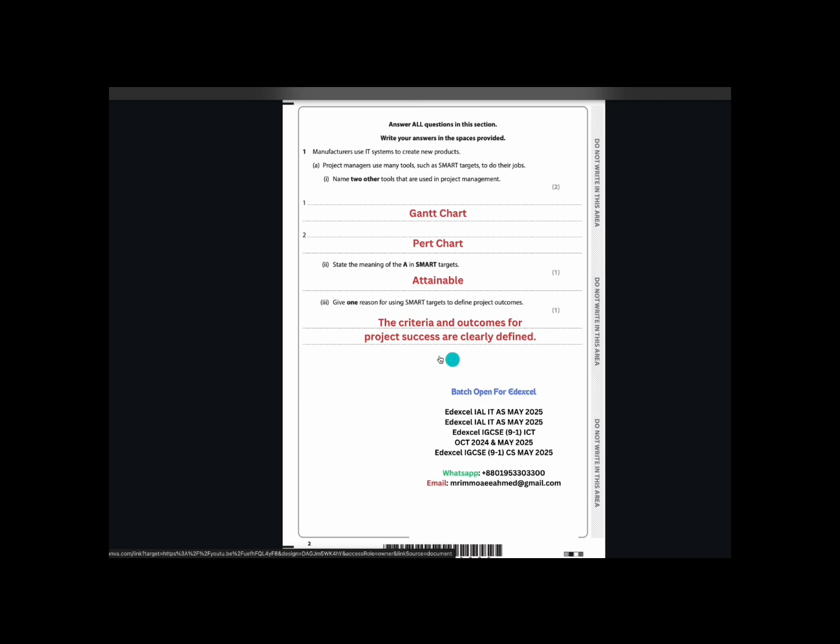So by using these SMART target tools, the criteria and outcome for project success are clearly defined, so that they can get a clear requirement of what they have to do.